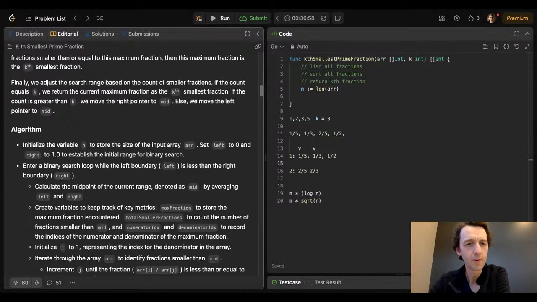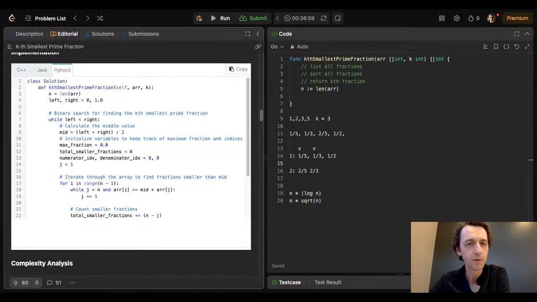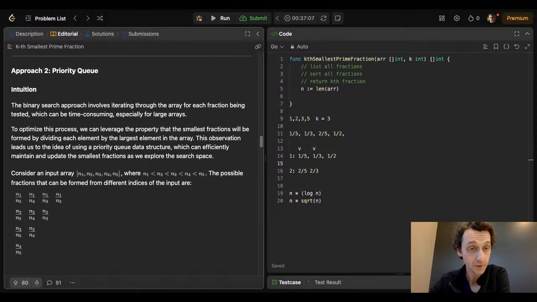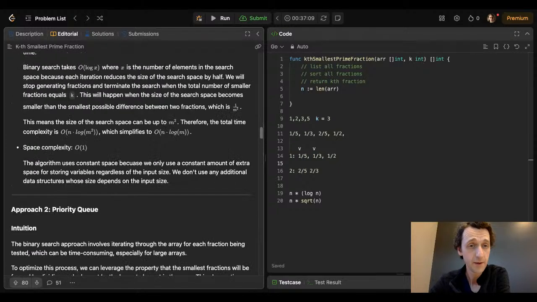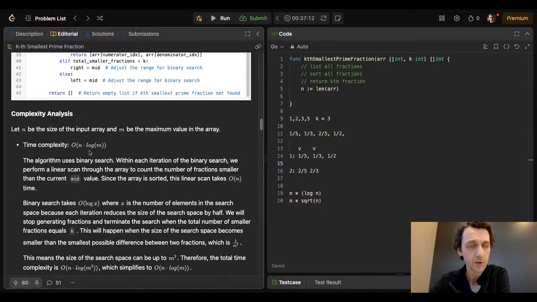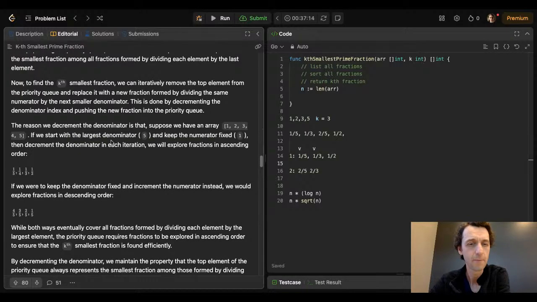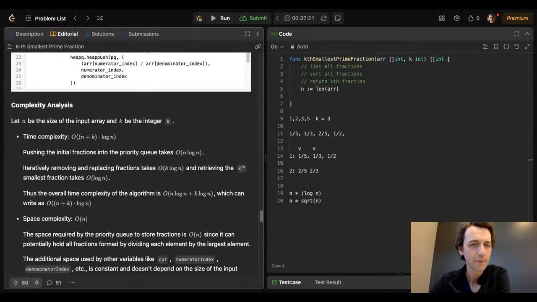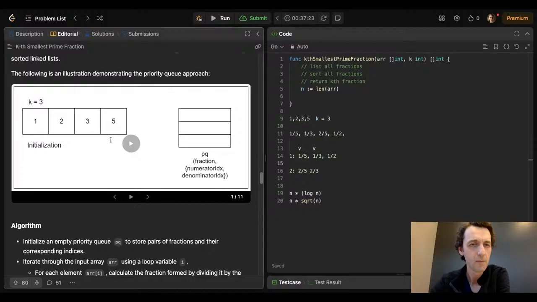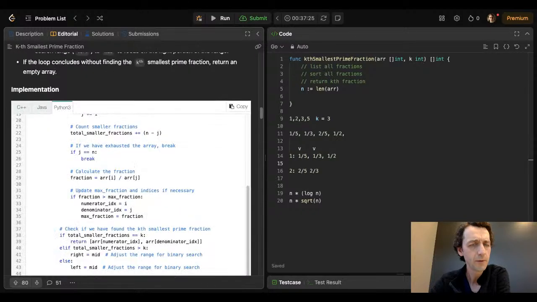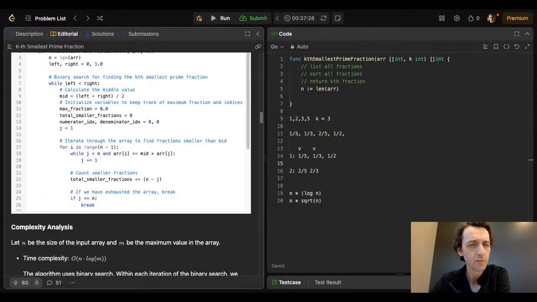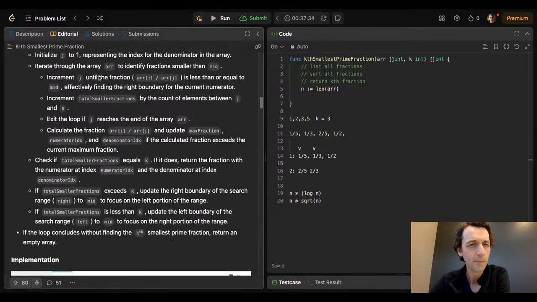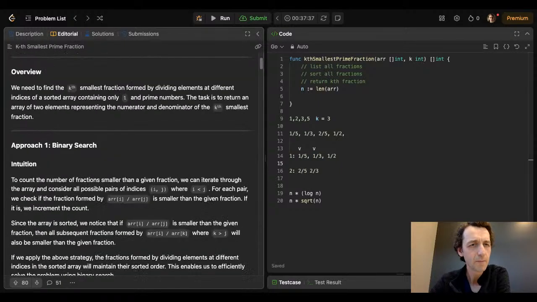I wonder how many solutions they got here. Looks like they have a couple of solutions. Priority queue. And by the way, that binary search solution is n log m, and they also have the priority queue solution, k log n plus the binary search solution. What are they doing? What's the intuition here?